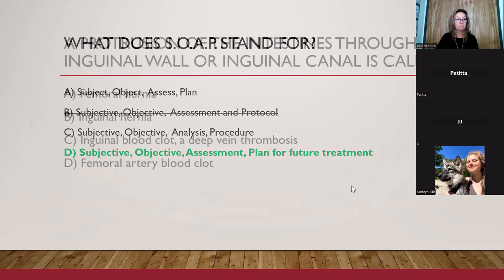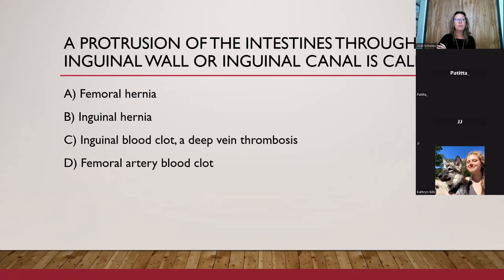Ready? A protrusion of the intestines through the inguinal wall or the inguinal canal is called what? A, a femoral hernia. B, an inguinal hernia. C, an inguinal blood clot, a deep vein thrombosis. D, a femoral artery blood clot.